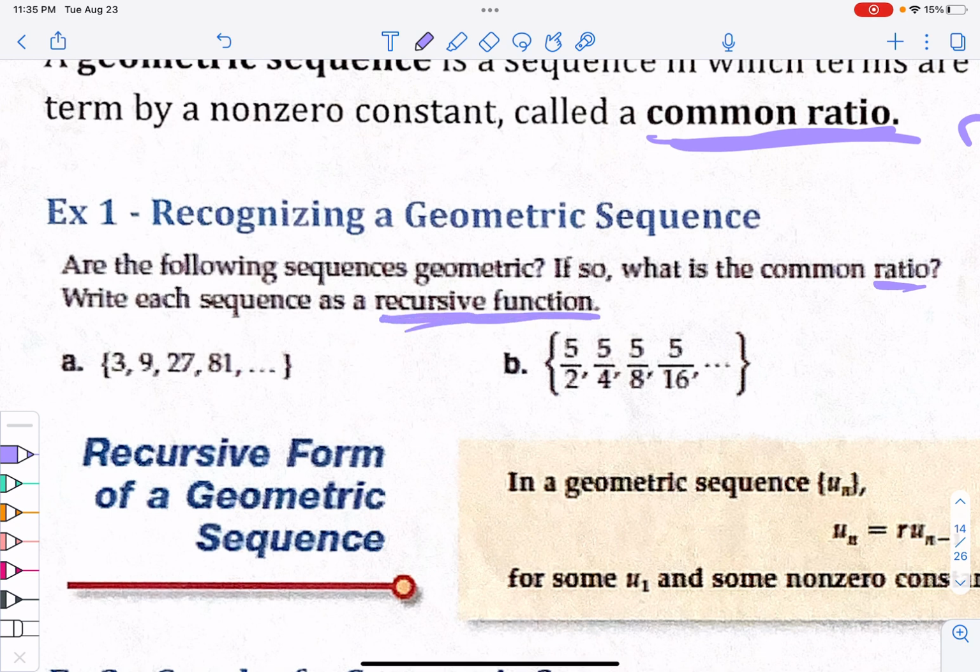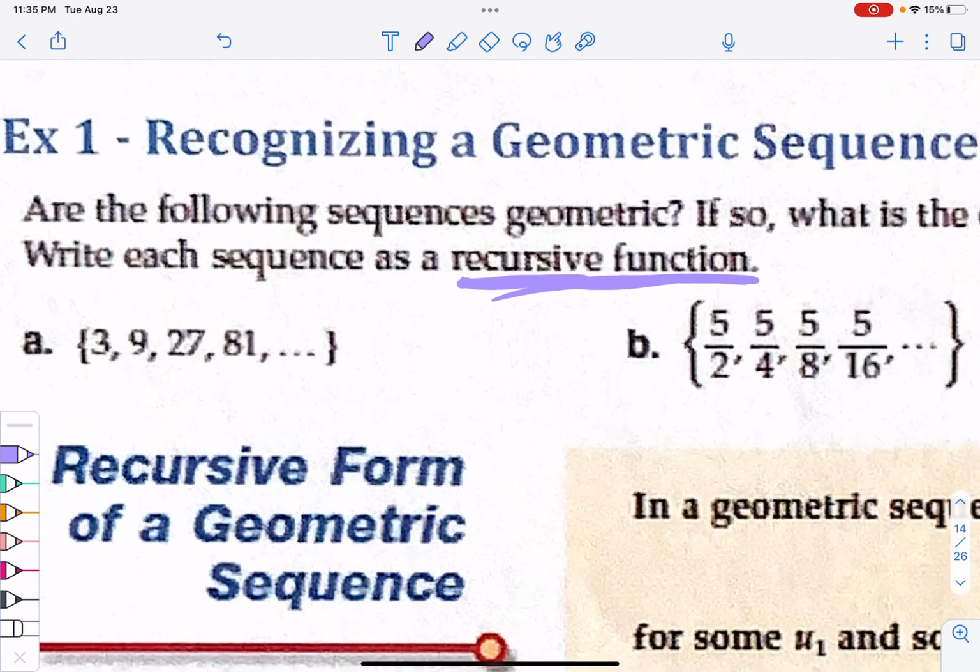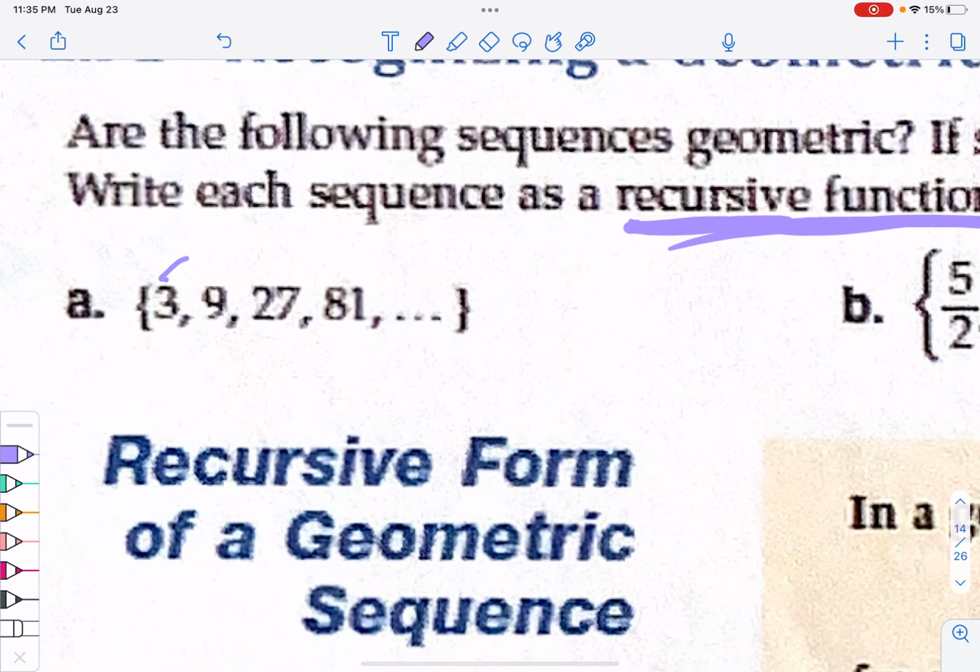Okay, recursive had to do with the use of n-1. So we'll get to that part. But in part A, we're going from 3 to 9 to 27 to 81, etc. And what I'm doing is I'm multiplying by 3 every time. Okay, so that's not too bad. So yes, this is a geometric sequence. R is going to be 3.